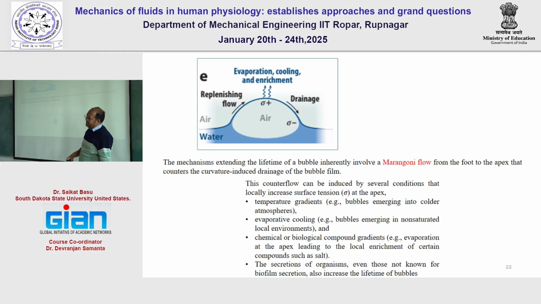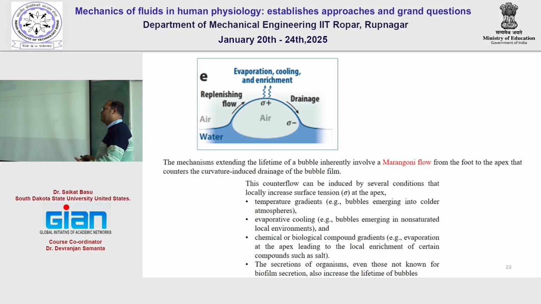So in the last slide I said that gravity essentially tries to drain the fluid from the top portion to the bottom portion. Here, due to the Marangoni flow, the reverse is happening. From the lower region, the fluid is going towards the higher surface tension region. That is basically a reverse mechanism which will increase the duration for which the bubble stays. Essentially, as the bubble becomes thinner, it has a high tendency to burst, right? So this Marangoni flow is opposing that mechanism.